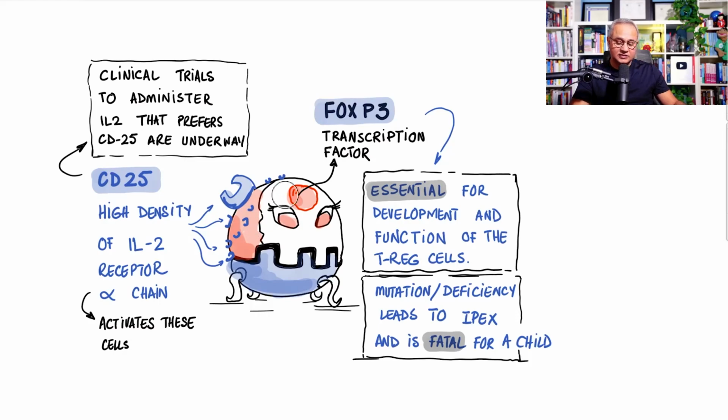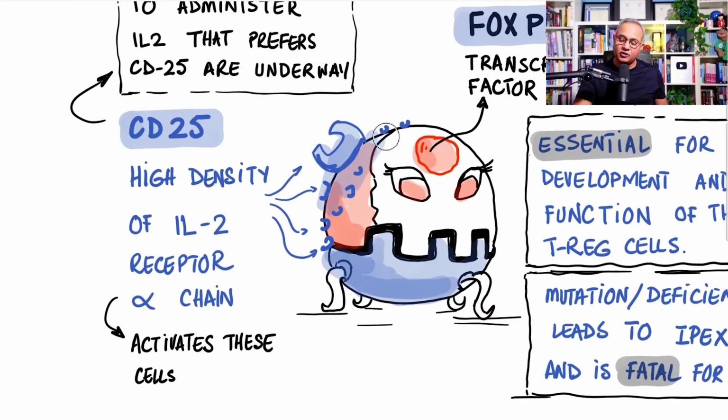Number one, these regulator T cells have a lot of interleukin 2 receptors on them. Interleukin 2 receptors are designated as CD25 proteins, cluster of designation number 25. So these regulator T cells are called CD25 positive because they have a lot to do with interleukin 2. Interleukin 2 activates these cells. They use interleukin 2 to function. Remember, if the interleukin 2 is not present or less present, then T regulator function is going to go down.